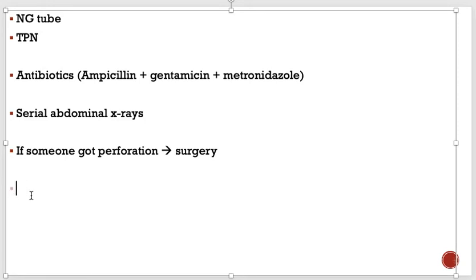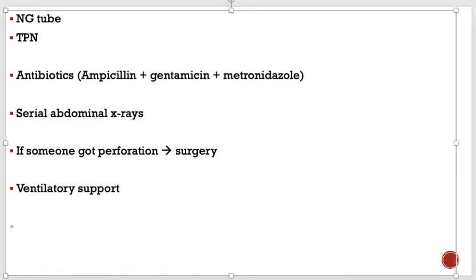As I told you, many of the babies cannot breathe properly because of abdominal distension and pain in the abdomen, so many of them need ventilatory support as well. So this is the treatment of necrotizing enterocolitis.